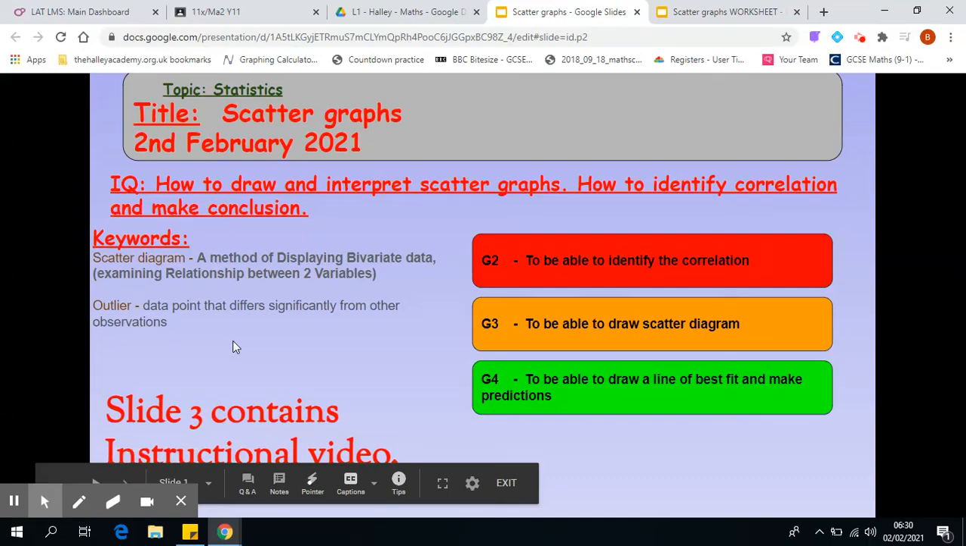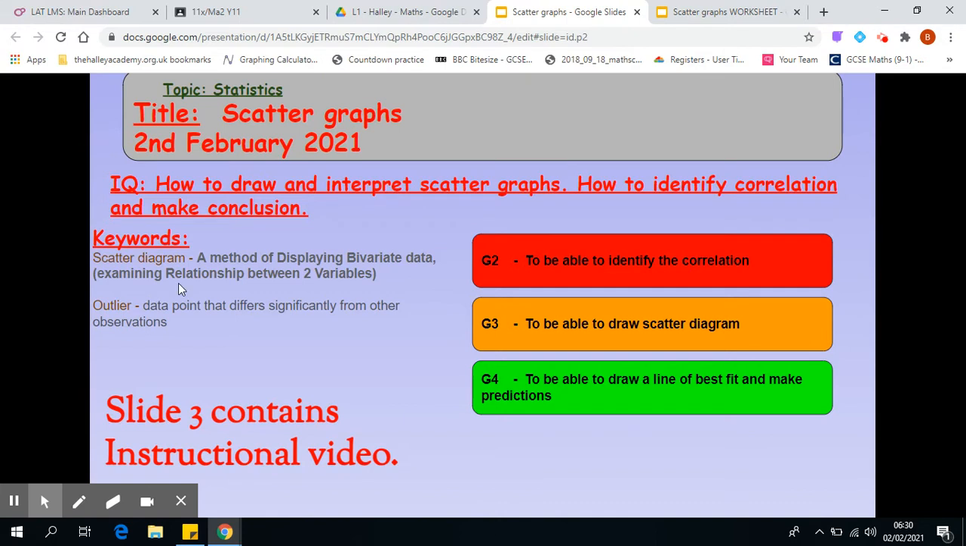Hello everyone. In this lesson, we're going to focus on scatter graphs. Our key inquiry question: how to draw and interpret scatter graphs, how to identify correlation and make conclusions.